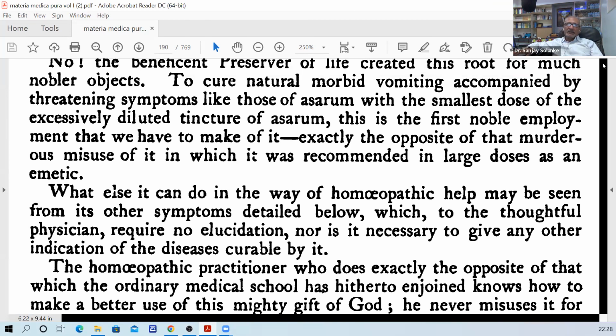In this paragraph, we see what else it can do in a way of homeopathic help may be seen from its other symptoms detailed below, which to the thoughtful physician requires no elucidation, which means requires no study, nor is it necessary to give any other indication of the diseases curable by it. No elucidation means no study. Okay, okay, sir.